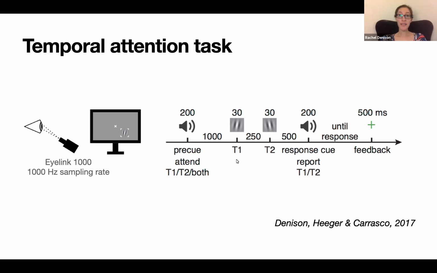Before the targets appeared, there was a pre-cue, which was a tone, which instructed observers to attend to T1, T2, or both. And after the targets appeared, there was a response cue, which instructed them to report either T1 or T2. And on 75% of trials, the response cue matched the pre-cue, so observers had an incentive to attend to the target that they were later asked to report.